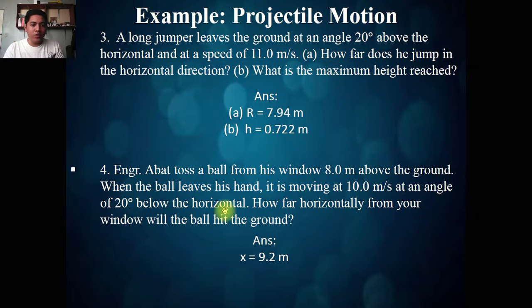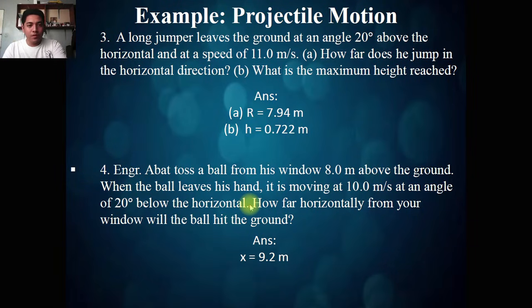I tried to toss a ball. So at velocity 10 meters per second at an angle 20 degrees below the horizontal. That means I will be having a negative angle here because it's below the horizontal. So how far horizontally from your window will the ball hit the ground?